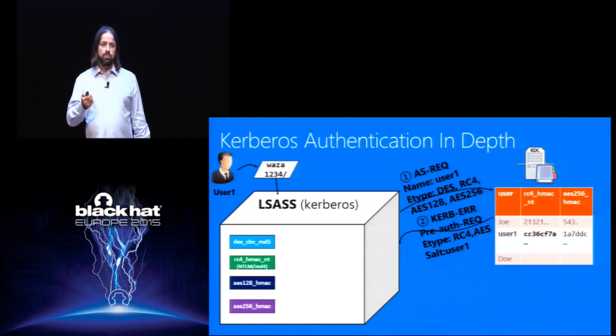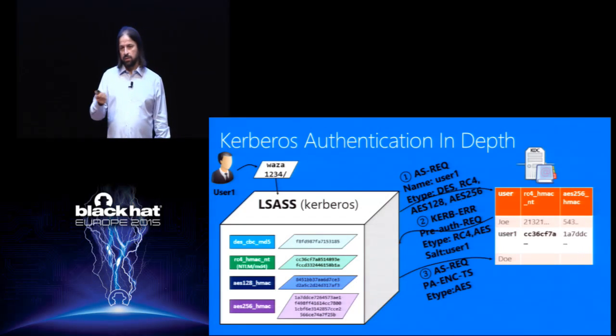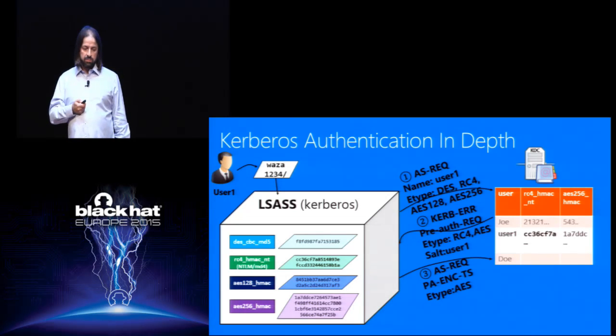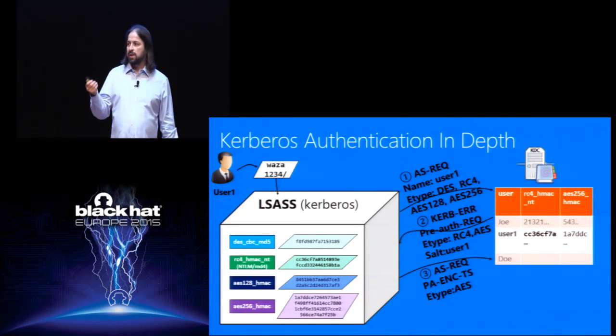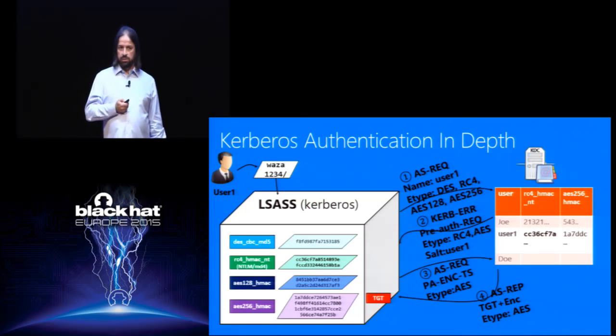The client hopefully will choose the more secure one, calculate the hashes from the user password accordingly, encrypt the timestamp and send it to the domain controller. The domain controller will try to decrypt it with the according key type of that user, and if the decryption is successful, it will send back the ticket granting ticket, the TGT.